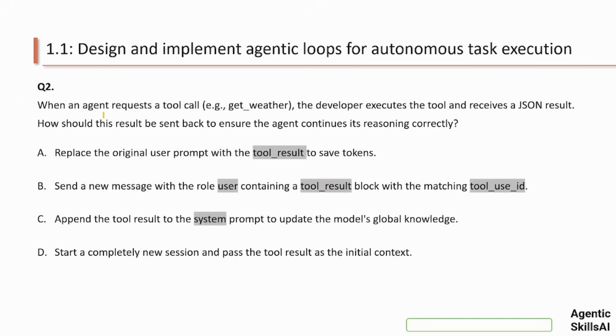Question 2. When an agent requests a tool call, for example get_weather, the developer executes the tool and receives a JSON result. How should this result be sent back to ensure the agent continues its reasoning correctly? A. Replace the original user prompt with the tool result to save tokens. B. Send a new message with the role user containing a tool_result block with the matching tool_use ID. C. Append the tool result to the system prompt to update the model's global knowledge. D. Start a completely new session and pass the tool result as the initial context.